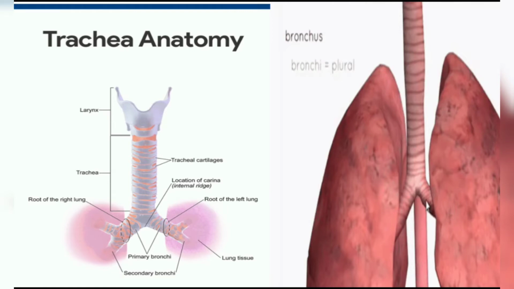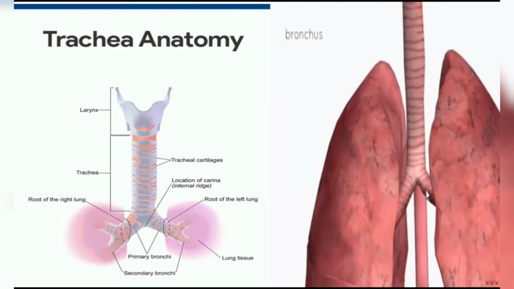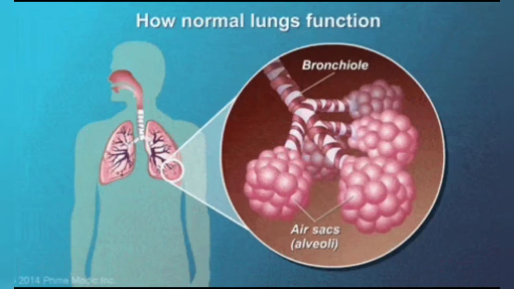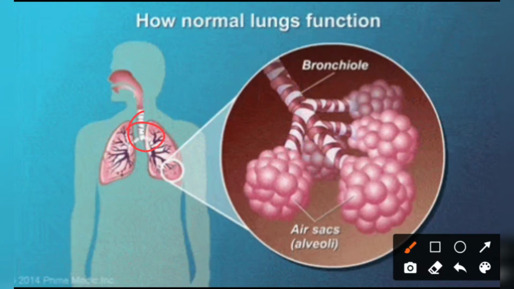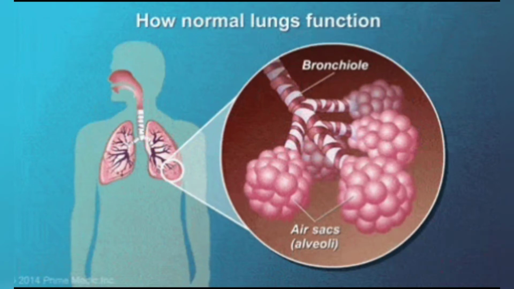After the trachea come your bronchi. You can see over here one straight line, that is your trachea, that is branching out into two bronchi, and each is called a bronchus. I said that these bronchi will further divide into small tubes. You can see the further branches over here, that will enter into your lungs.